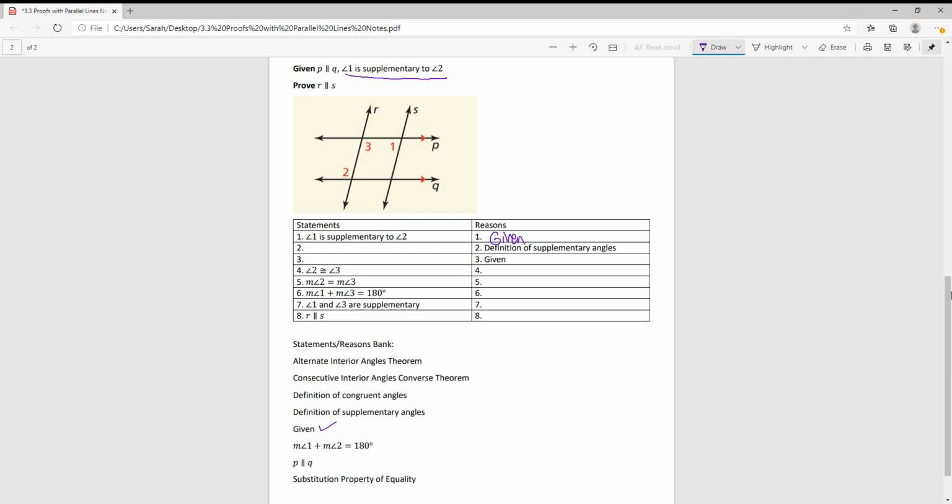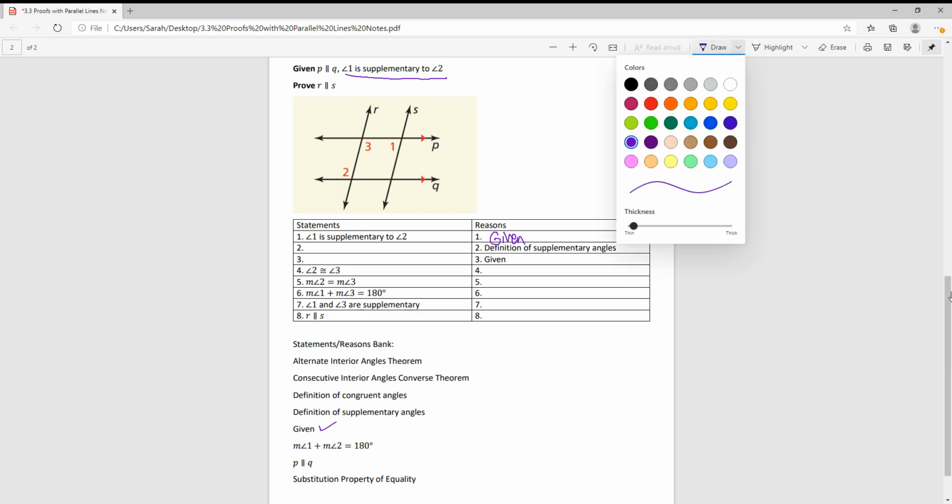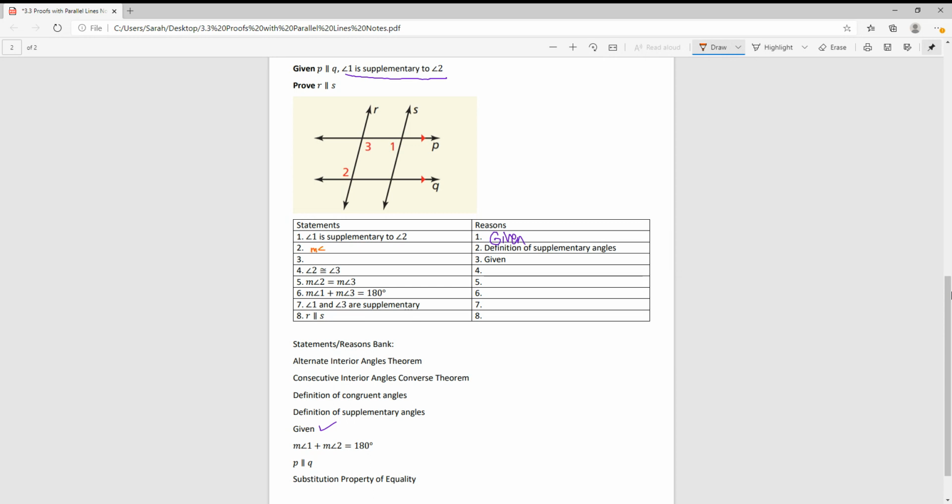What does the definition of supplementary angles say? The definition of supplementary angles says that two supplementary angles add up to 180. The two angles we're talking about are angle 1 and 2. So what we can say, since they are supplementary, is that measure of angle 1 and measure of angle 2 add up to 180 degrees. Again, using our supplementary angles definition.